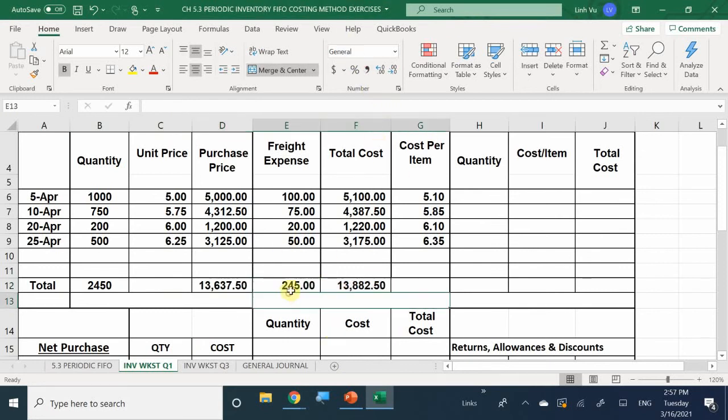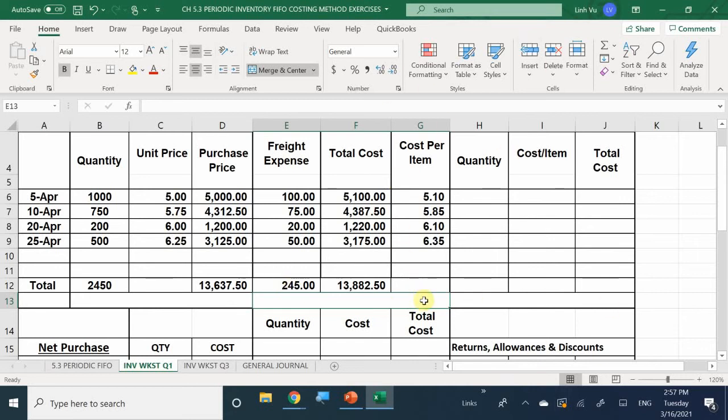Okay, there you go. So here I've already calculated for you, but let's go ahead and discuss what they are. So in total, I have 2,450 items. Okay, and in total, it cost me $13,637.50. All right, with a total freight of $245, which gives me a grand total cost of $13,882.50.